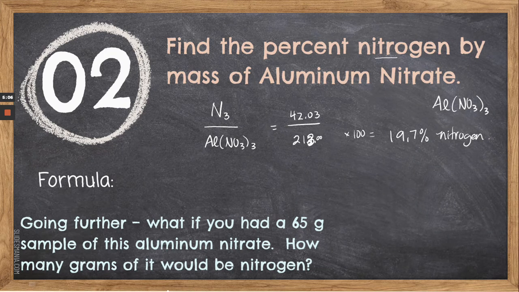Now, what is this good for besides just finding percents? Well, this is what we're leading up to, and we'll get to it with lecture 5. But for now, let's just go a tiny step further. So we know the percentage is 19.7% nitrogen.